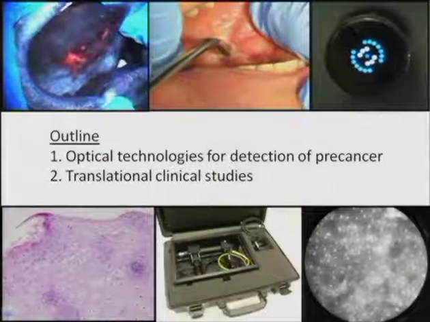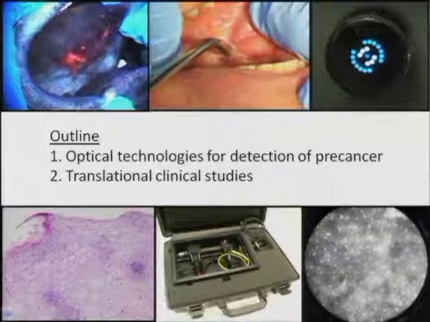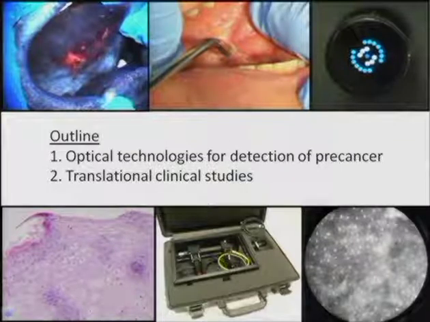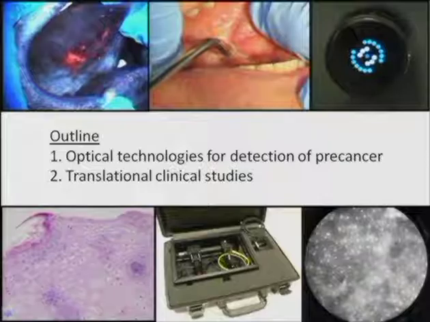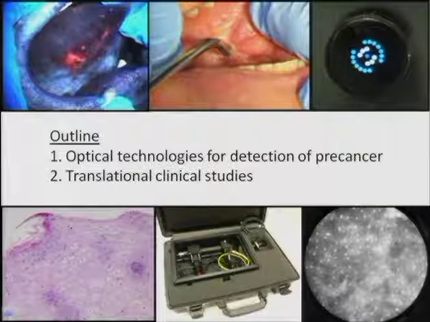So first, a brief outline. I'm going to start by talking about several different optical technologies that can be used for precancer diagnostics, including some of the basic terminology that we use to quantify diagnostic performance. And then I'm going to move on and talk about some of the translational clinical studies that we have going on, where we're taking these technologies into the operating room or into the clinical environment and evaluating their performance.